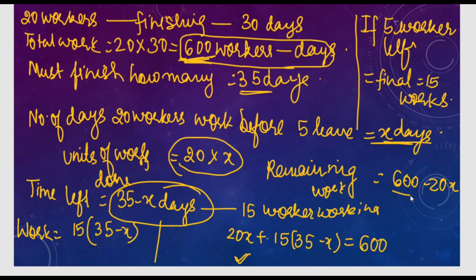Now the time left is 35 minus X, because some of the time they have already worked. This remaining time will be worked by 15 only, so the work left is 15 into that. My equation will be 20X plus 15 into (35 minus X) equals 600. So find the value of X. It is 15 days. So this is the trick. Okay, now move to the next question, beta.